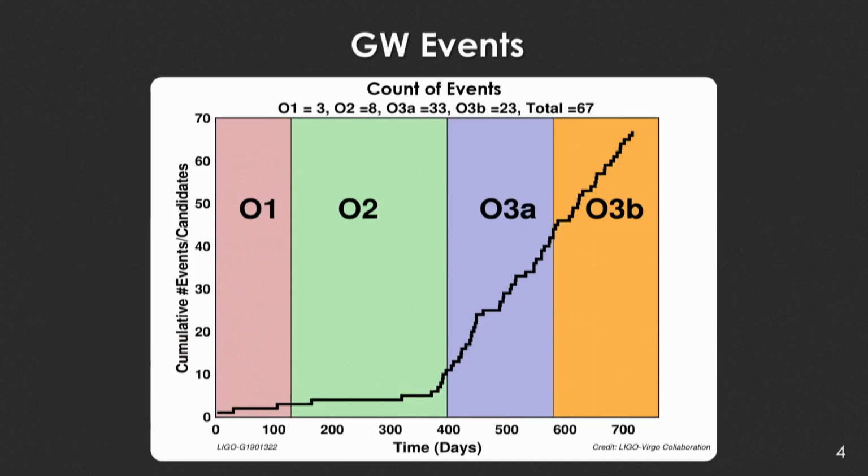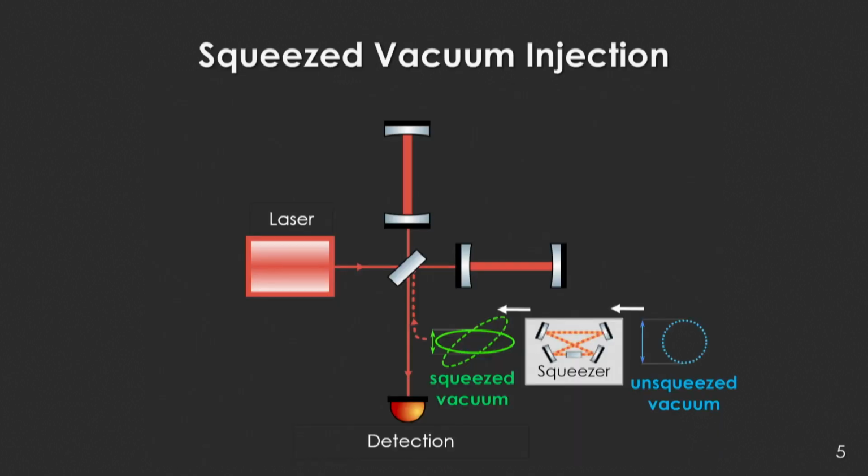And here is a summary of all the gravitational wave detections in the first three observing runs. The x-axis is the cumulative time, the y-axis is how many events we can see. You can see that from O2 to O3 there is a huge boom. In O2, we could only see several detections per year, but in O3, we have detections almost every week. What actually improved the detector that much is squeezed vacuum injection.